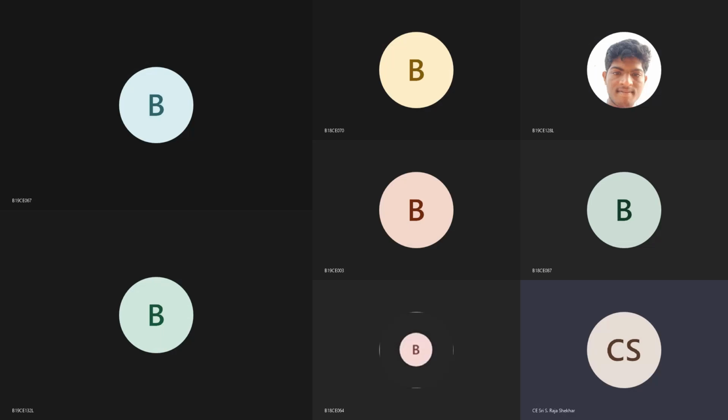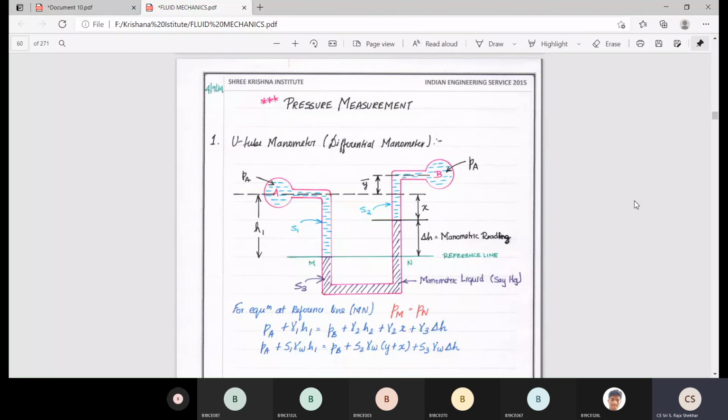So generally for the closed conduits, to measure the pressure in the pipes, we have different devices. One is a pressure measuring device. By using a pressure gauge, we can measure the pressure. So in our fluid mechanics laboratory, we have a pressure measuring device. We have one gauge there.